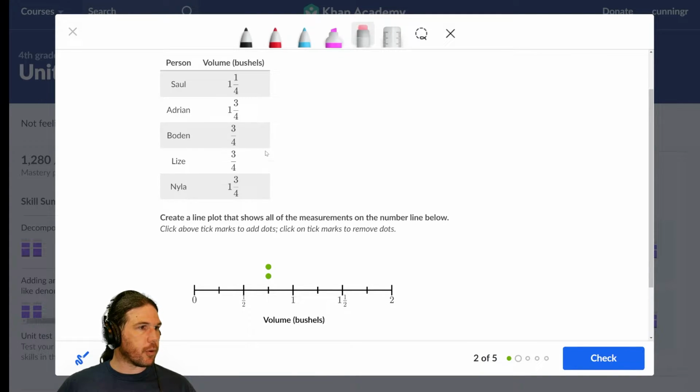I see 2 at 3/4. I see 1 at 1 1/4. I see 2 at 1 3/4.